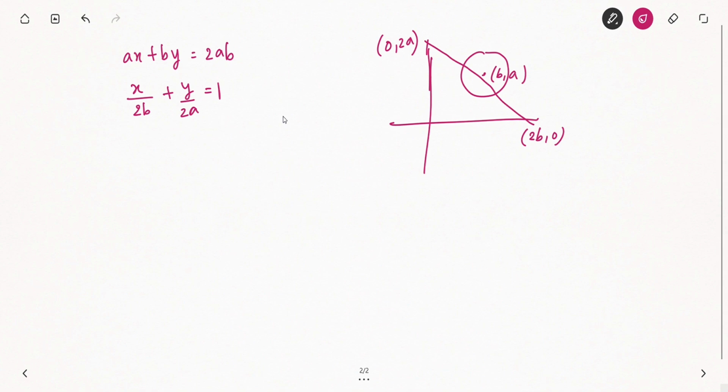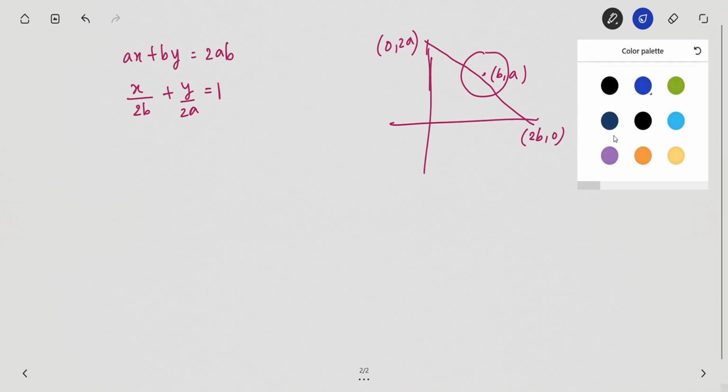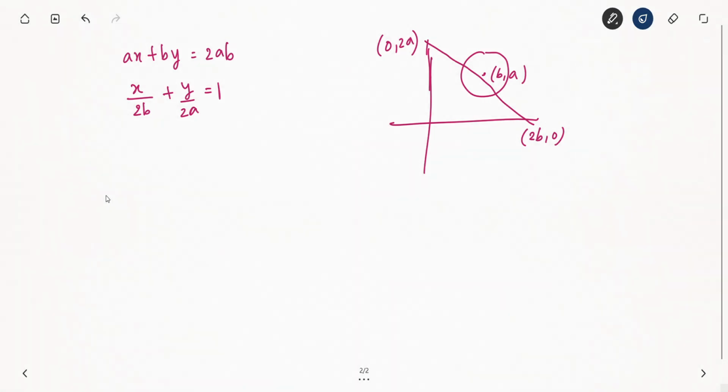So how are we going to start it? In such questions, what we need to do first of all is homogenize. I hope you are aware of the concept of homogenization. So I need to rewrite the equation ax plus by minus 2ab is equal to 0. We can rewrite it like this: ax plus by upon 2ab is equal to 1. Now I will be homogenizing my curve's equation with this.